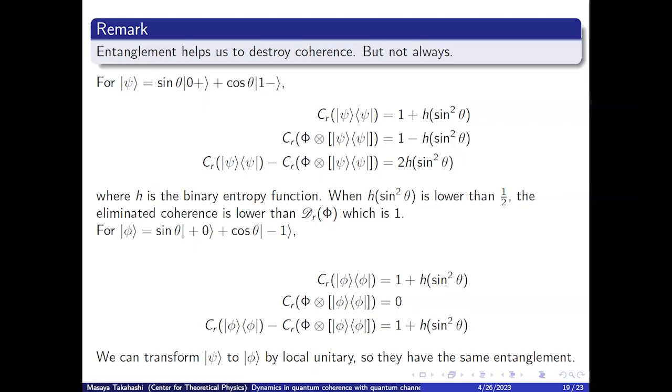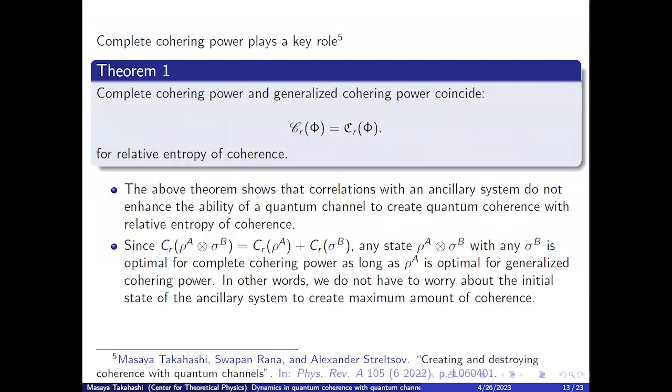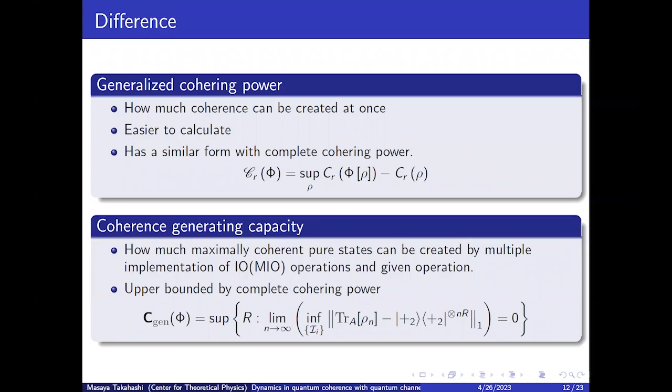To my knowledge, I don't think so. We have the generalized decohering power and the coherence generating capacity, and we have a decohering power measure, but we don't have the corresponding analog to the coherence generating capacity for the decohering case. So there's no simple complementary relation.